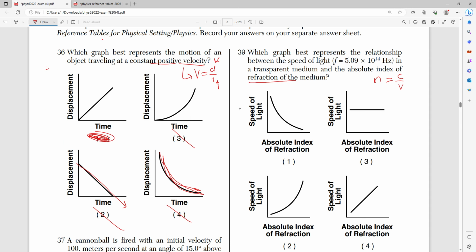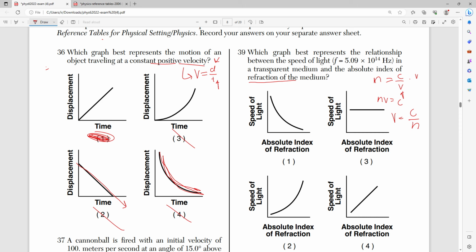I'm going to put this in terms of v, the velocity of light. If I multiply by v on both sides, I get nv is equal to c. And if I divide by n on both sides, I get v is equal to c over n.